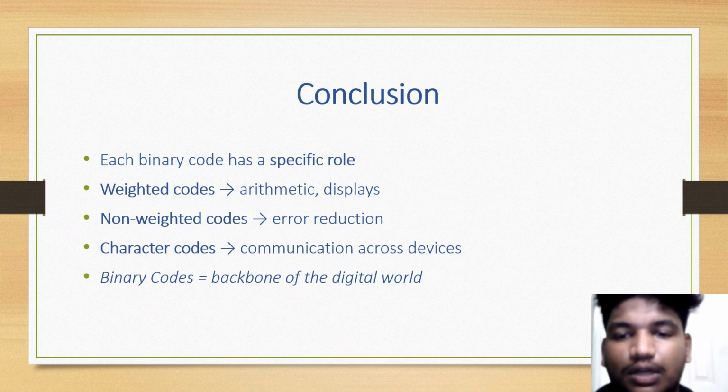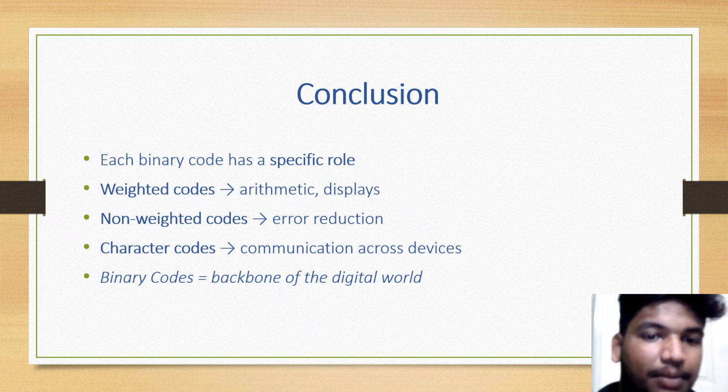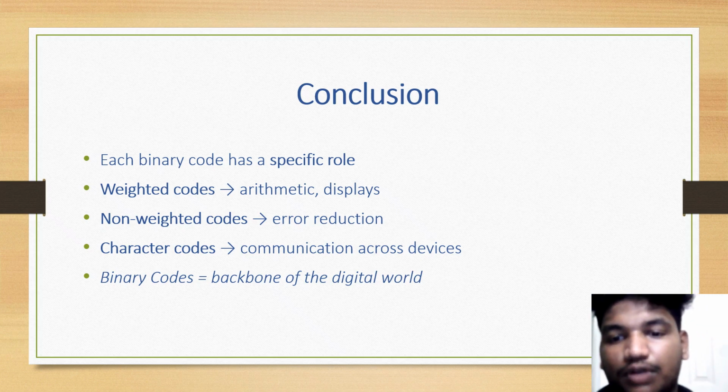Now, the conclusion. Weighted codes are for arithmetic display. Non-weighted codes are for error reduction, and alphanumeric codes are for communication across devices. Binary codes are the backbone of digital electronics and the digital world. In the digital world, binary codes are the king, and this is my PPT.